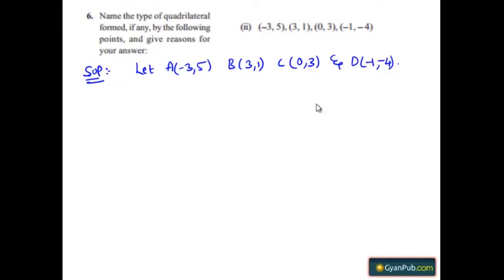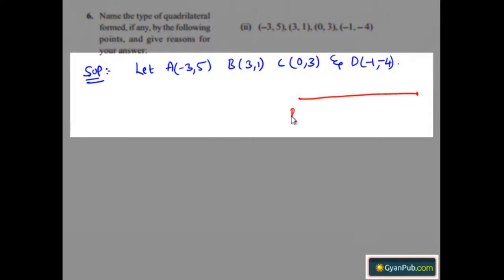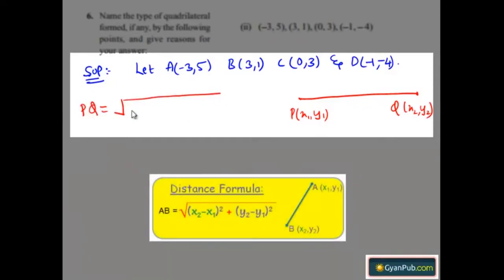We know that the distance between 2 points P (x1, y1) and Q (x2, y2) is given by PQ equals under root of (x2 - x1) whole square plus (y2 - y1) whole square.